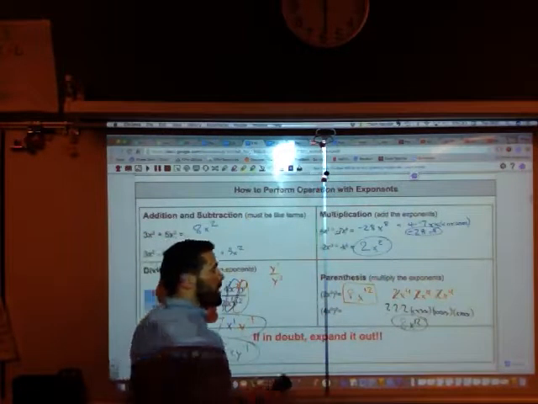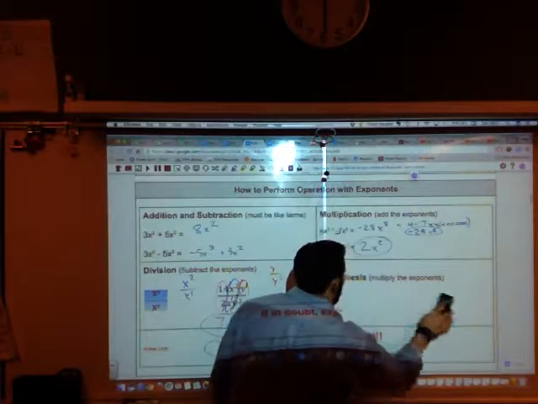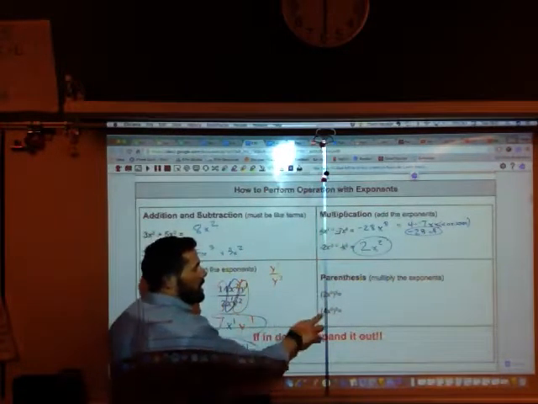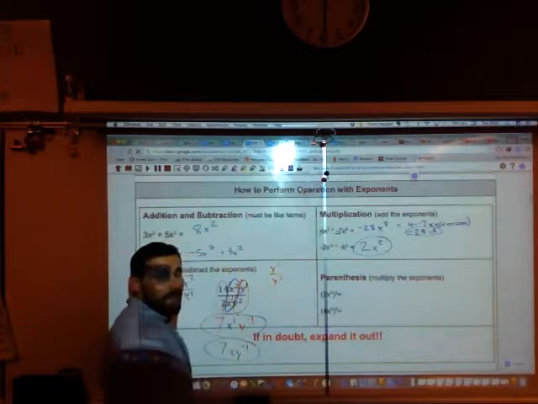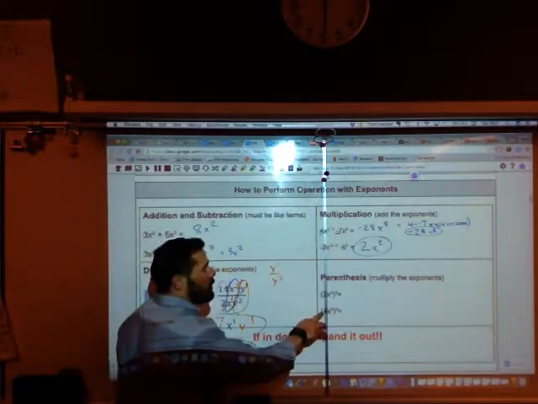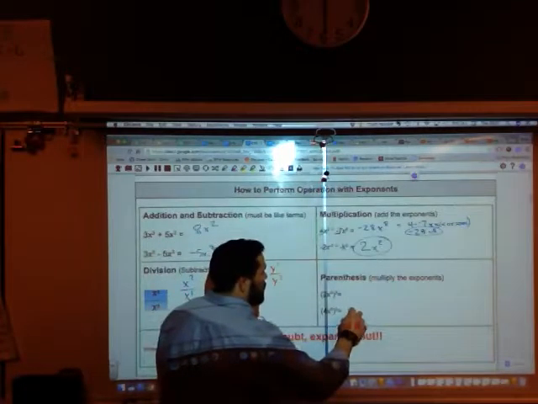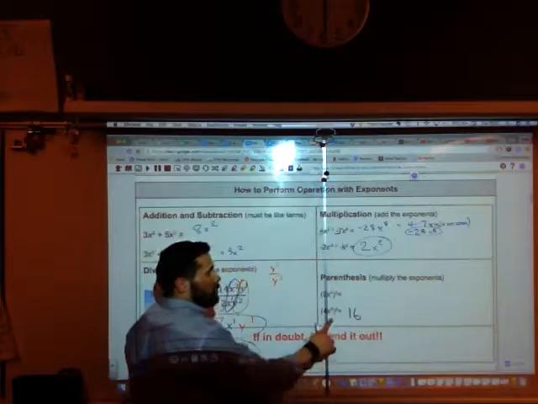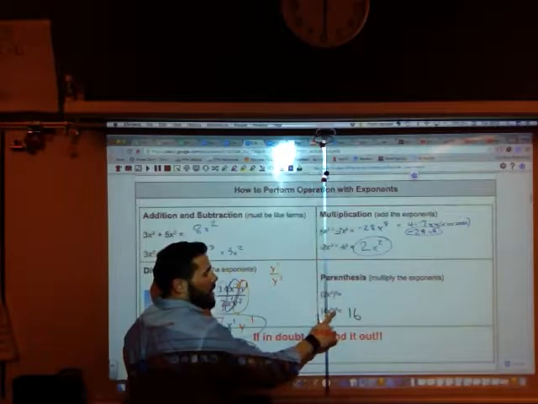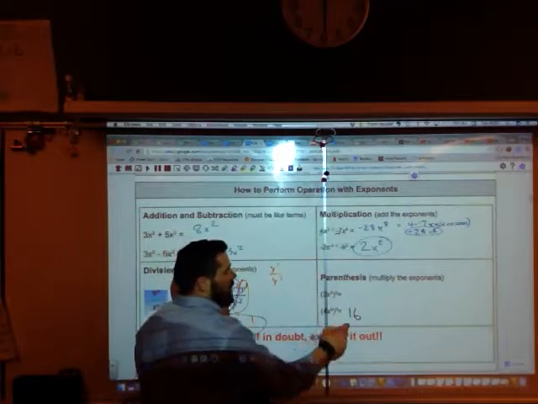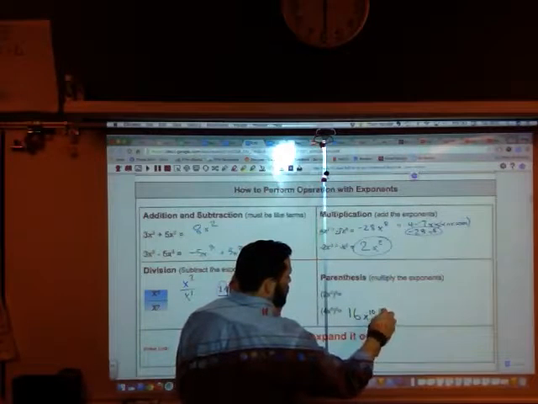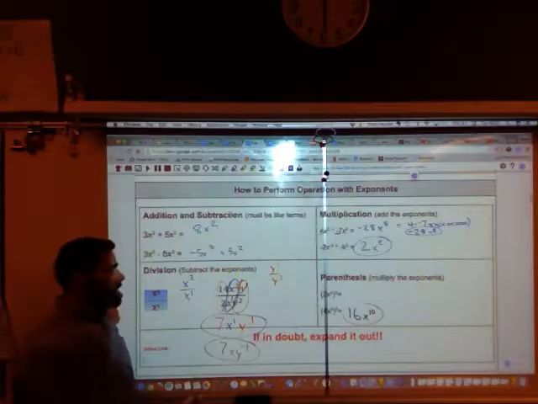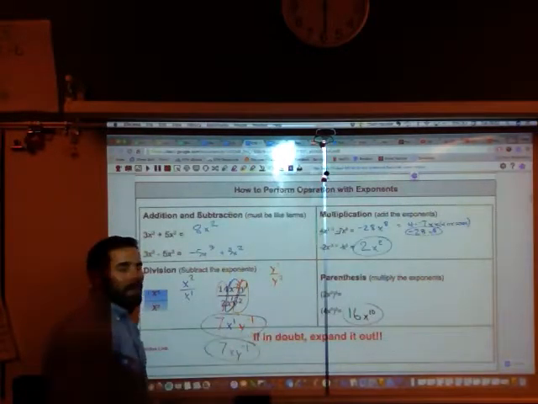I'm going to erase that just so we have space. You can always rewind the video if you need to. So again, coefficient needs to be raised to that power. So that needs to be 4 raised to the second power, which gets you 16. And then you just multiply when there's parentheses. Inside out, so 5 times 2. So I have x to the 10th. So again, there's my answers again. If in doubt, expand it out, see what happens.